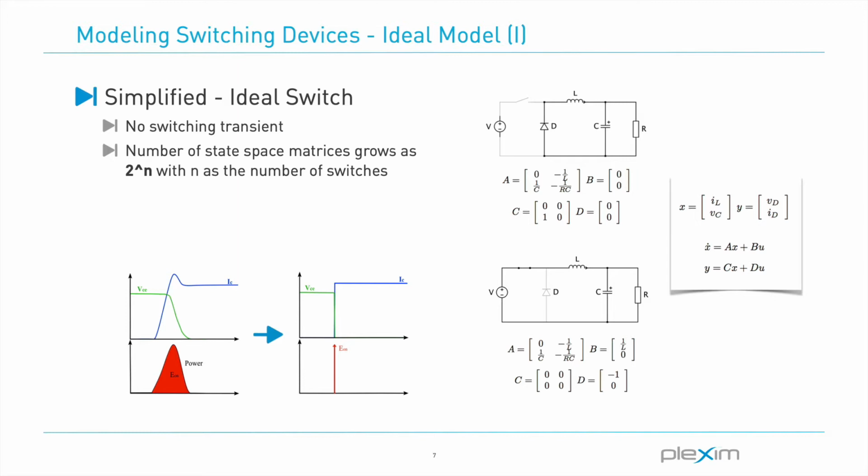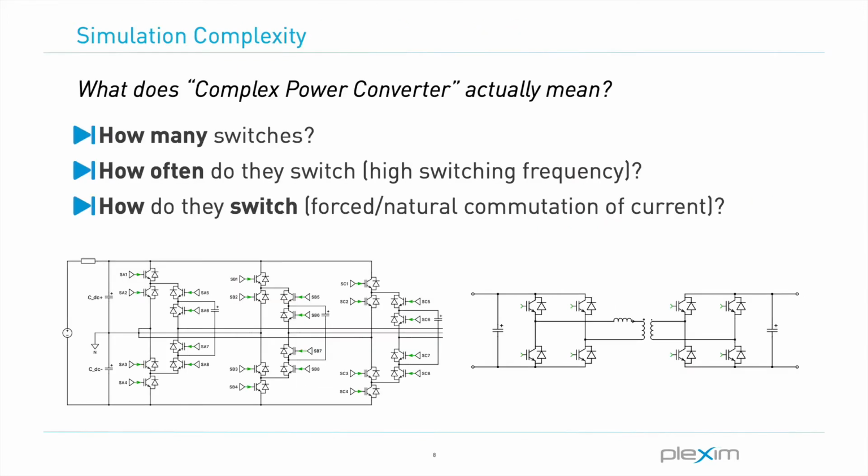However, one drawback is that the number of state space matrices grows with 2 to the power of n, where n is the number of switching devices. So especially when we have topologies and circuits with many switching devices, this complexity can become a problem. So how can the ideal switch model now be utilized to simulate complex power converters, and what does the word complex actually mean in this case?